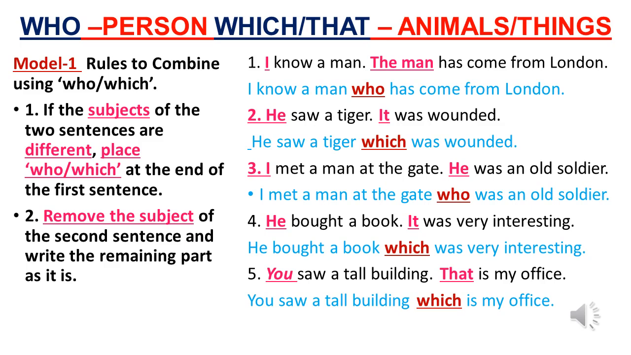Second one. He saw a tiger, first sentence. It was wounded, the second sentence. He is the subject of the first sentence. It is the subject of the second sentence. Both are different. That's why write the first sentence as it is. He saw a tiger. Place the conjunction which, because we are talking about an animal here, which. Next, remove the subject of the second sentence. What is the subject? It. Remove it. Write the remaining part as it is. Was wounded. Now the answer is he saw a tiger which was wounded. In the same way, we can do the remaining sentences. Look at the given examples.